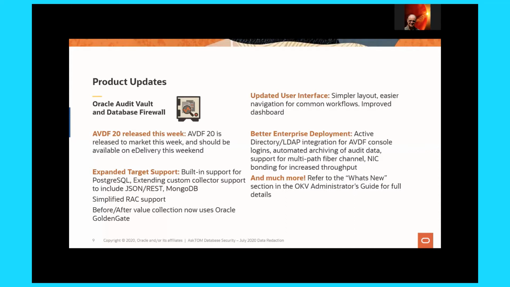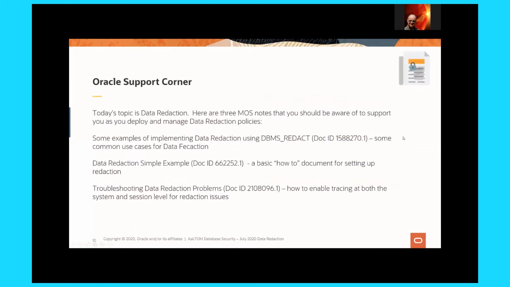We've worked to automate the archiving of data as it starts to age out of the system. We've done some back-end support like NIC bonding support and multipath Fibre Channel. We were supporting single path Fibre Channel before. A whole lot more. Take a look at the What's New section of the Audit Administrator's Guide for more details. But really happy to get this out the door.